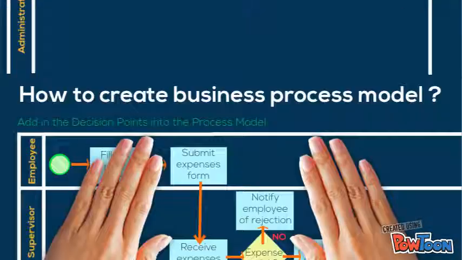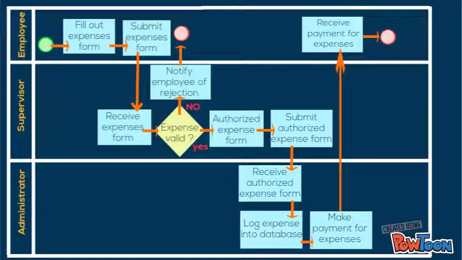Next, complete the process model by adding in all the tasks, decision points, flows and an end element at the end of each flow. Note that all flows should have an endpoint.